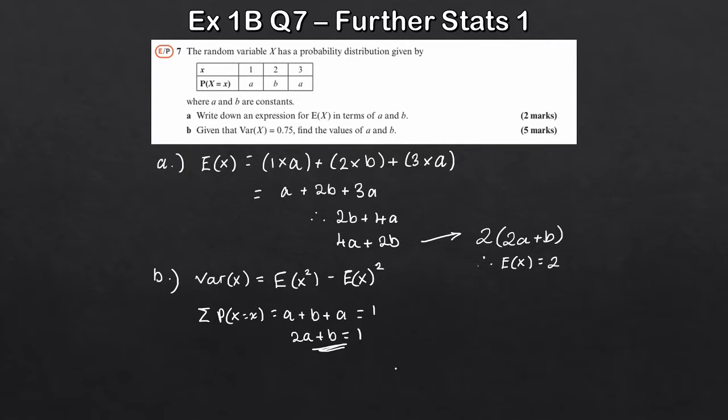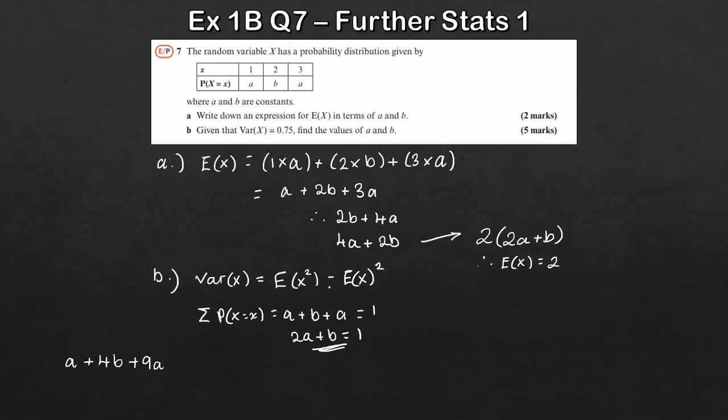Okay, so we know E of x is equal to 2. Now, we can work out E of x squared. All that means is you square the x values and then multiply by the probabilities, just like we did with the mean, but square the values first. So that's 1 squared times a, so that's a. 2 squared, so that's 4 times b, so 4b. And finally, 3 squared, so that's 9 times a, so I get 9a. So that's my E of x squared.